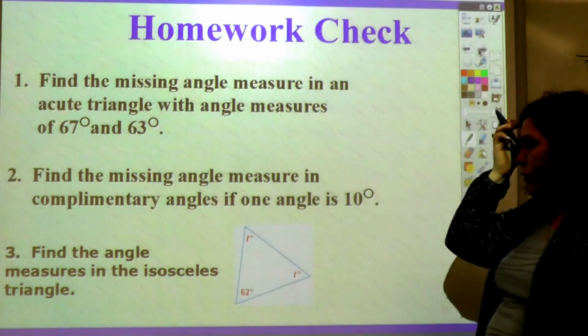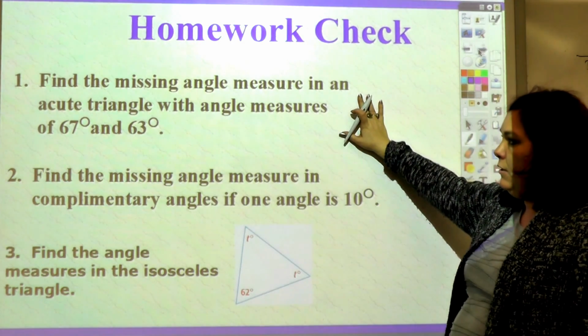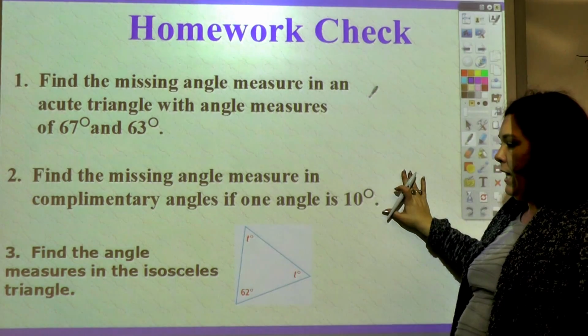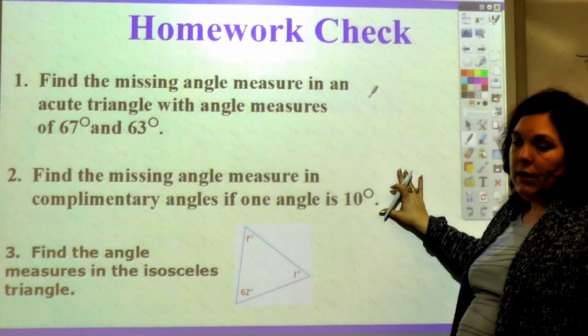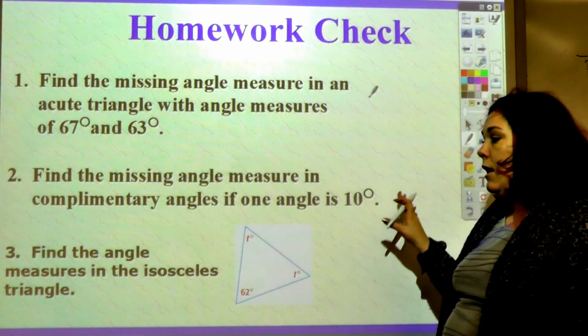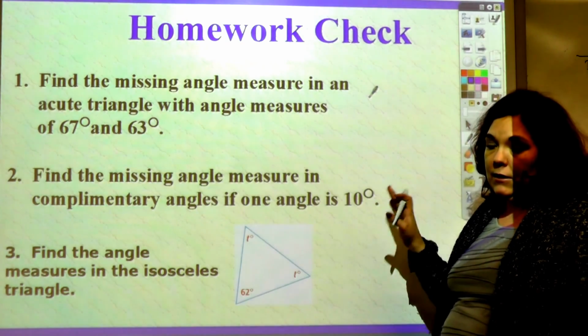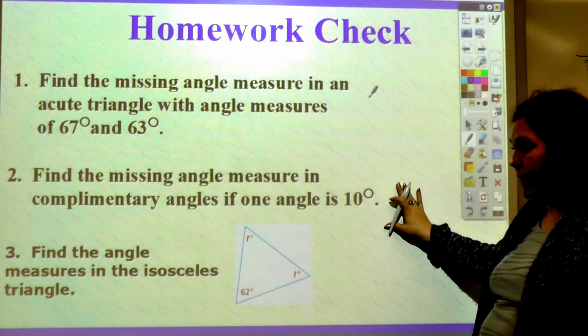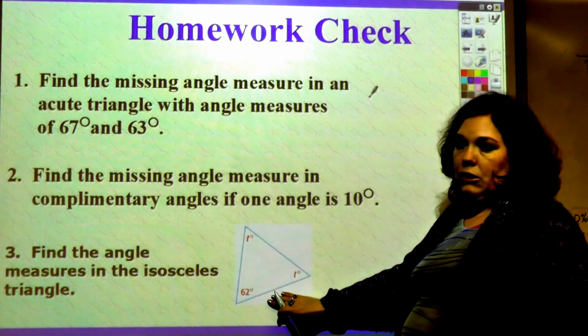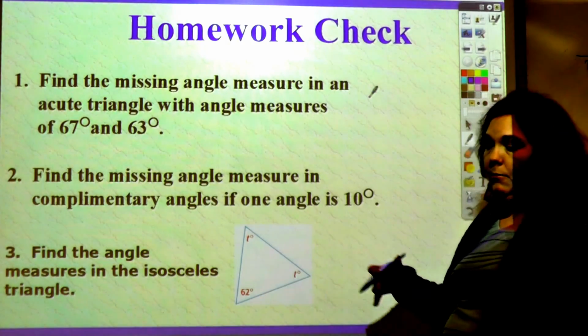So here's your homework check. You're going to find a missing angle in a triangle. You're going to discuss if one angle is 10, what the complementary angle would be. And if you don't remember, go back to complementary and supplementary and the definition of those. And then find the missing angle in an isosceles triangle, just the way that I did on the previous page.